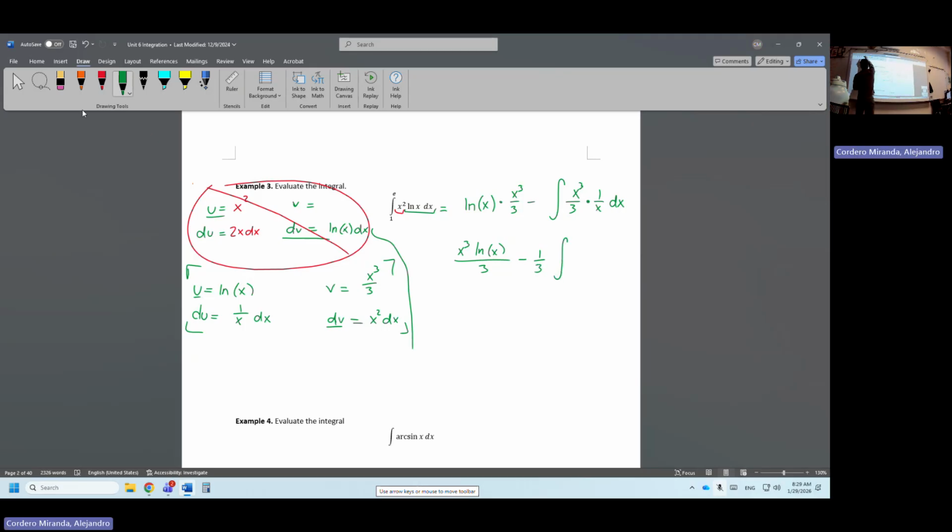And then this is x cubed divided by x, so one of these will cancel one of these. Now that's x squared in here, dx. I could take that, no problem. So now that would leave me with x cubed natural log of x over 3 minus 1/3 times x cubed over 3.